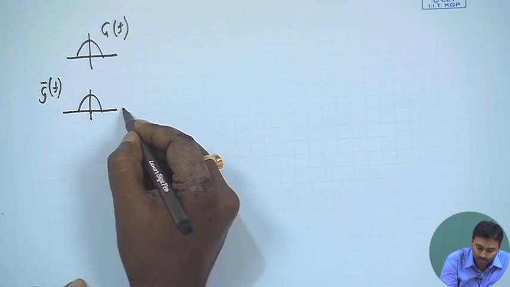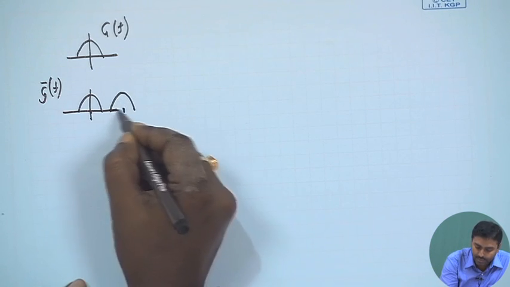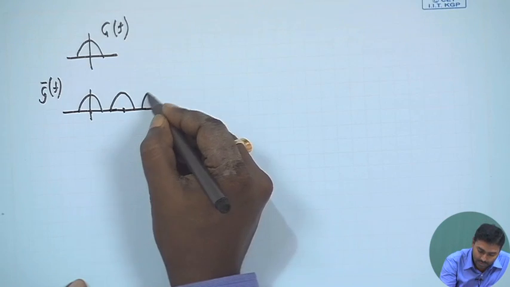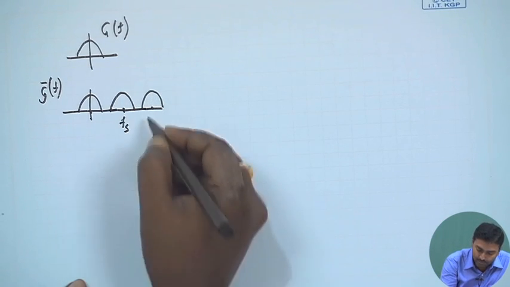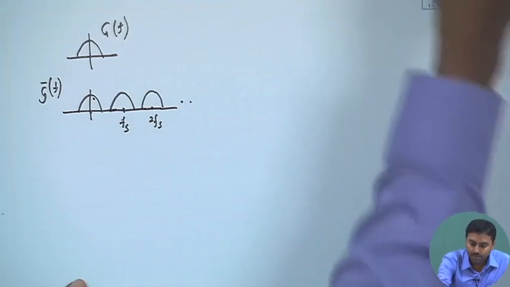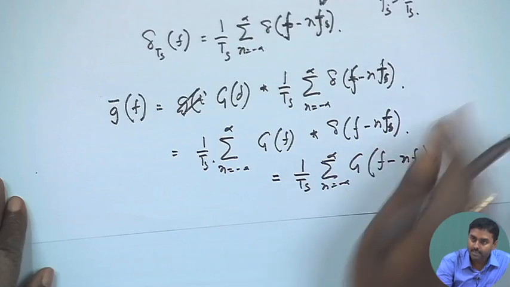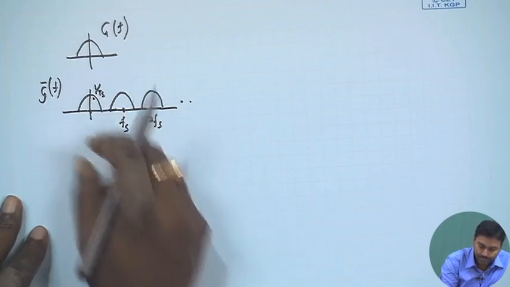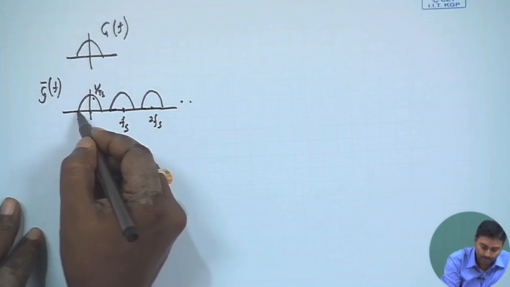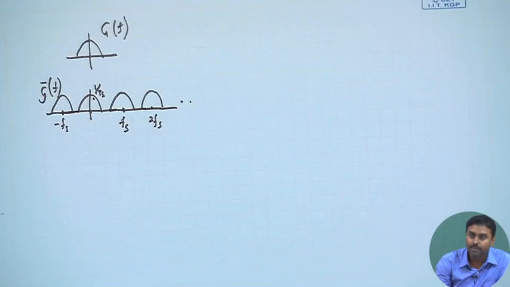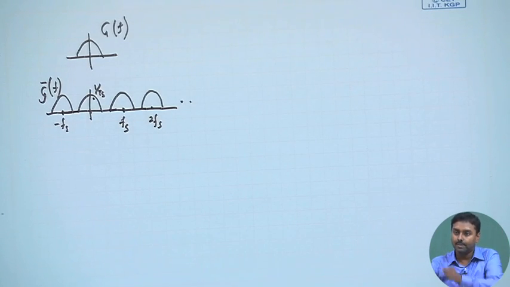So, this is 0, at fs also this will get repeated, at 2 fs also, because n goes from minus infinity to plus infinity. So, this is fs, this is 2 fs and so on. What is the strength of them? The strength should be this 1 by Ts. So, this should be 1 by Ts and this G(f) gets repeated everywhere, even on the negative side. At minus fs, I will have that same repetition, so I will have this repetition from minus infinity to plus infinity.